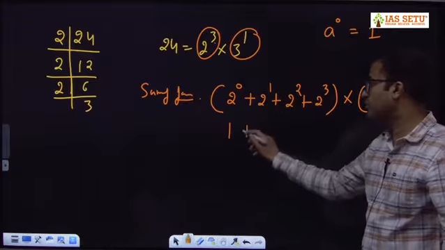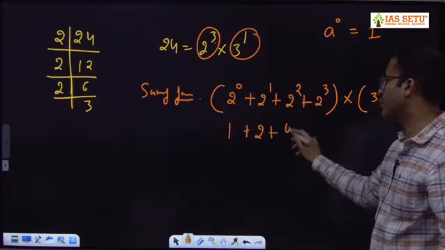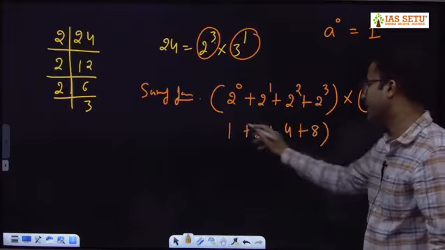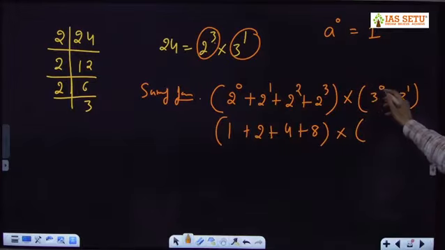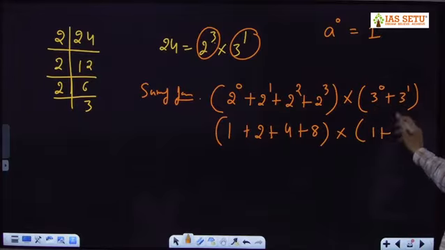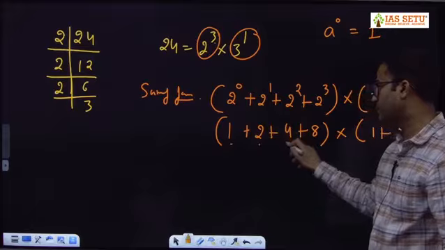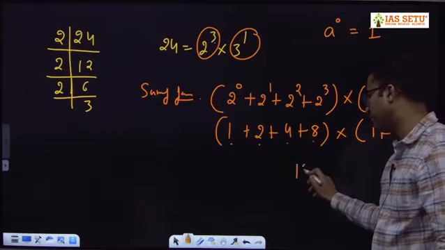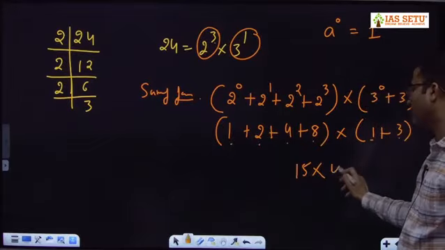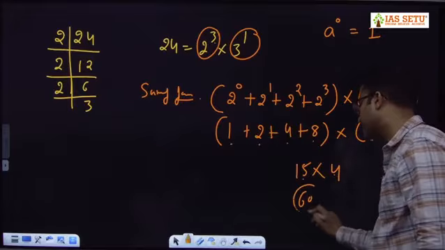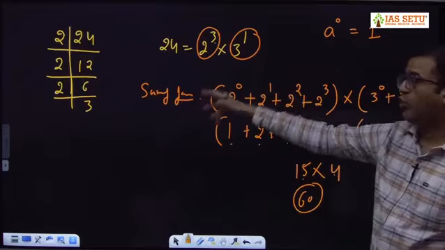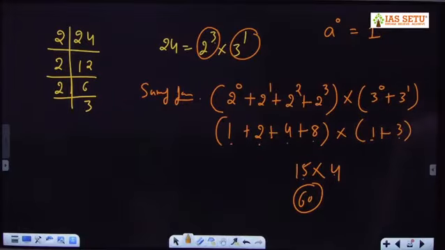2 is to power 1, 2, 2 square 4, 2 cube 8. Multiply with, what is 3 is to power 0? 1 only, 3 is to power 1, 3. So it is 1 plus 2, 3 plus 4, 7 plus 8, 15. Multiply with 4, 15 into 4, 60. If you take all the factors of 24 and you add manually, your total will come 60.